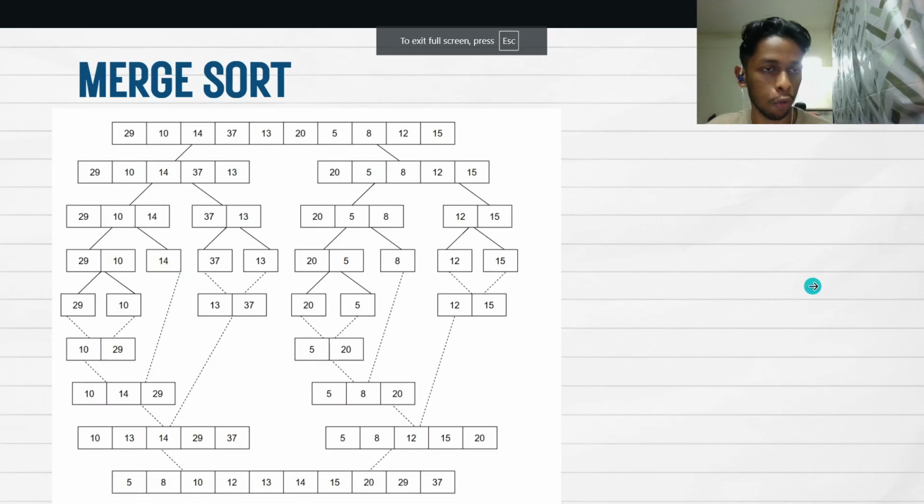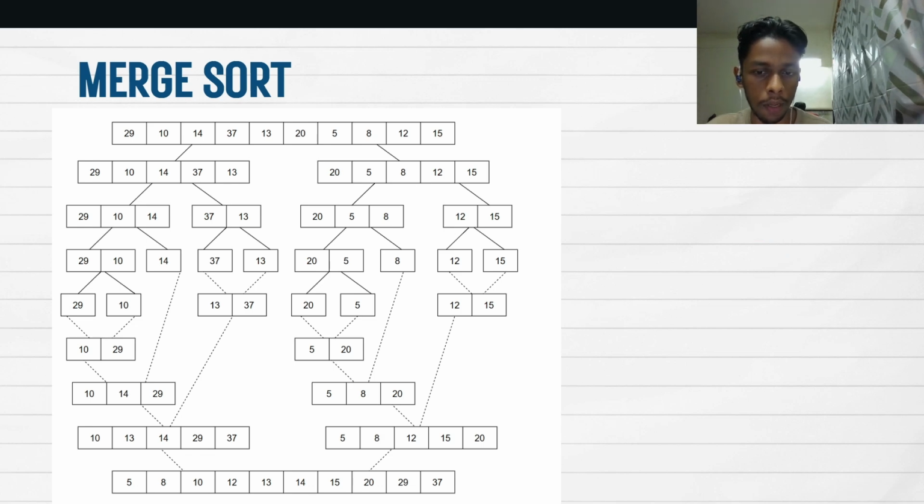Next, we look into advanced sort. So firstly we have merge sort. Basically it divides a single array into halves until only one element is left. So here you can see this array contains 10 elements and then it will split into 5 and 5. And then this array will split again.